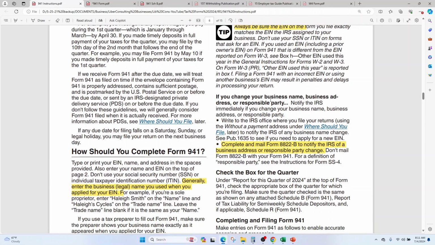So if your business changes its name, address, or responsible party, that means who the IRS will notify regarding information about the business, the responsible party. If you change any of those, it's good to complete Form 8822-B to notify the IRS of those changes. You do not attach it. You do not mail it with Form 941.